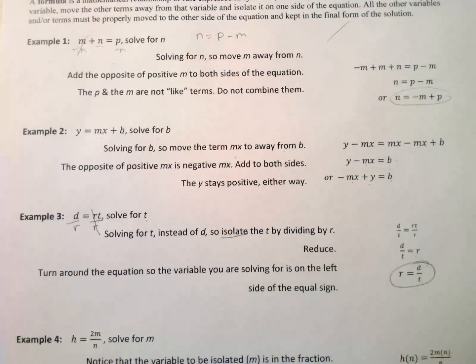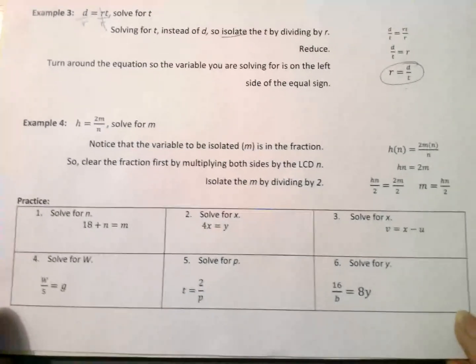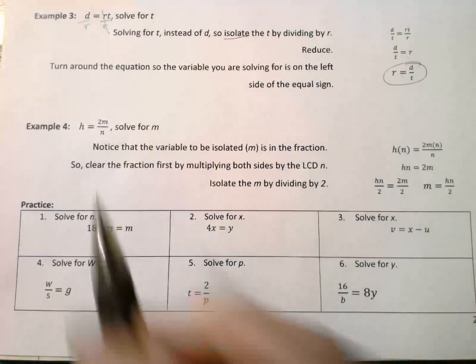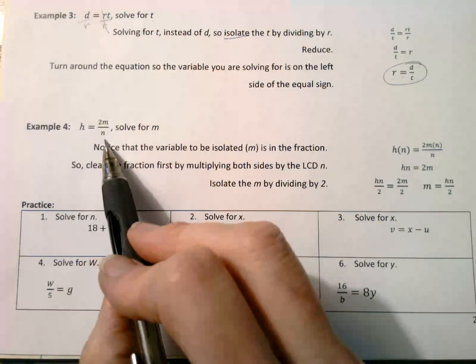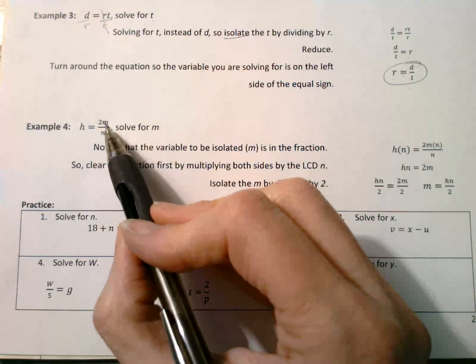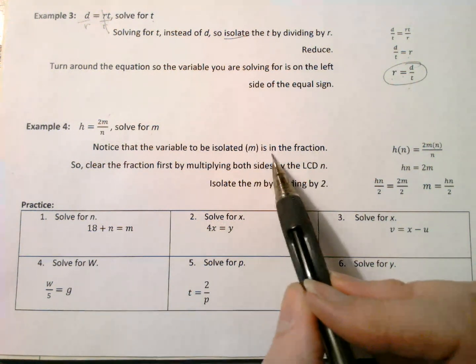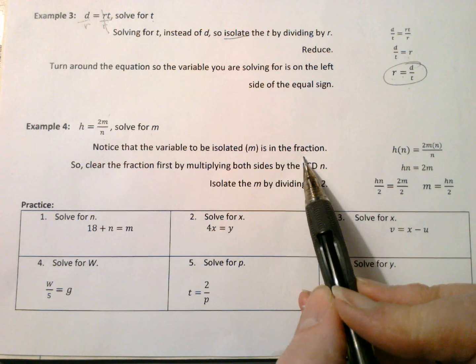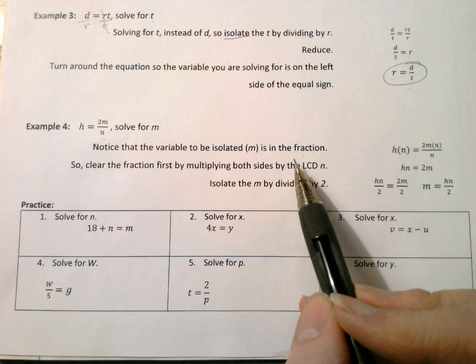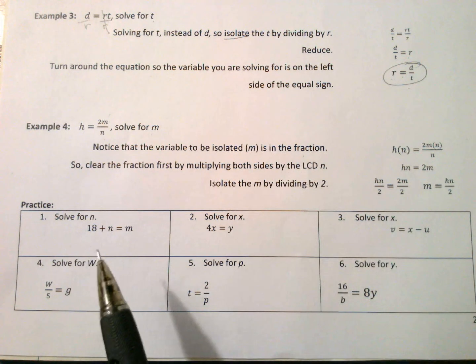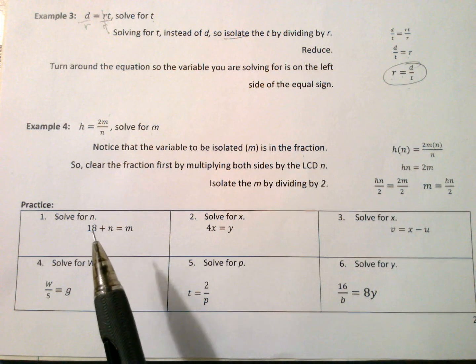Okay. Typically in ALEKS, you're going to need to just put in a d over r because they'll have a t equals sitting there to remind you of what we're solving for. Okay. Let's move to the bottom here. I've got one more example and then we'll practice. We have h equals 2m over n and solve for this m right here. Notice the variable that needs to be isolated is inside a fraction. So we need to clear our fraction like we did in the last lesson.